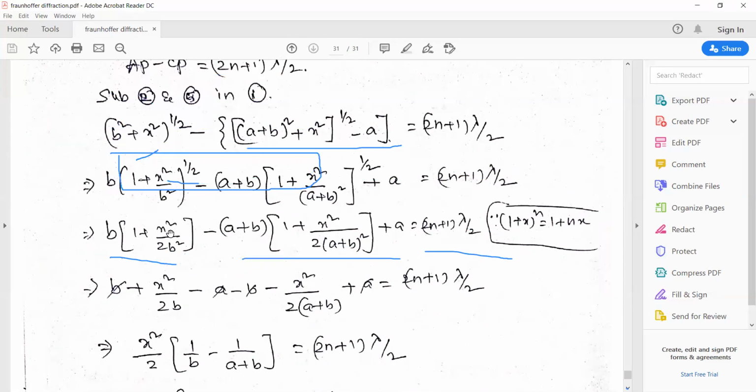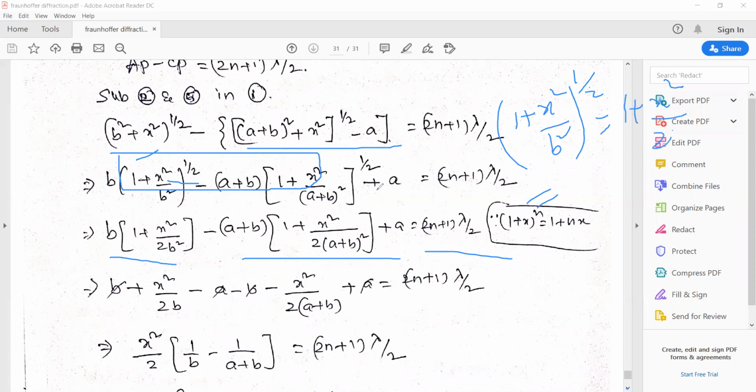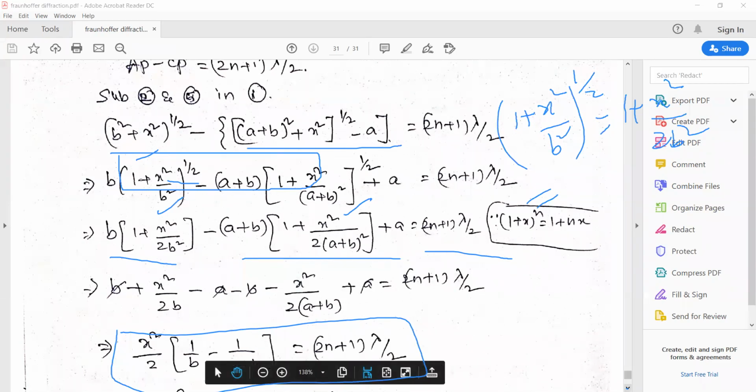Again this is the binomial expansion, (1 plus x) whole power n is equal to 1 plus n x. So for (1 plus x square by b square) whole power of half, I am directly writing using this formula: 1 plus x square by 2b square. Again here half will come, so you will get 1 plus x square by 2 into (a plus b) whole square, plus a, is equal to (2n+1) lambda by 2. If you cancel out the equal terms, you will finally end up with this equation: x square by 2 into (1 by b minus 1 by a plus b).